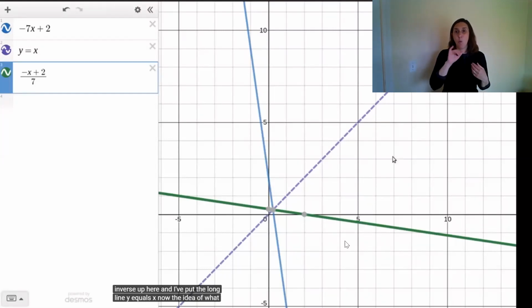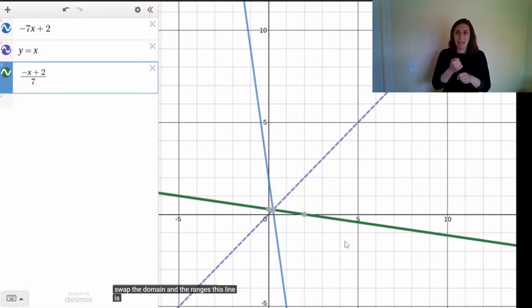Now the idea of what an inverse of a function is doing, and this function is negative 7x plus 2. That's the blue line here. Its inverse is negative x plus 2 divided by 7, which is the green line here. Now, a function takes the domain, this domain of negative 7x plus 2, and maps it over to the range. So these functions swap their domain and range. The idea of inverting a function, you swap the domain and the ranges.